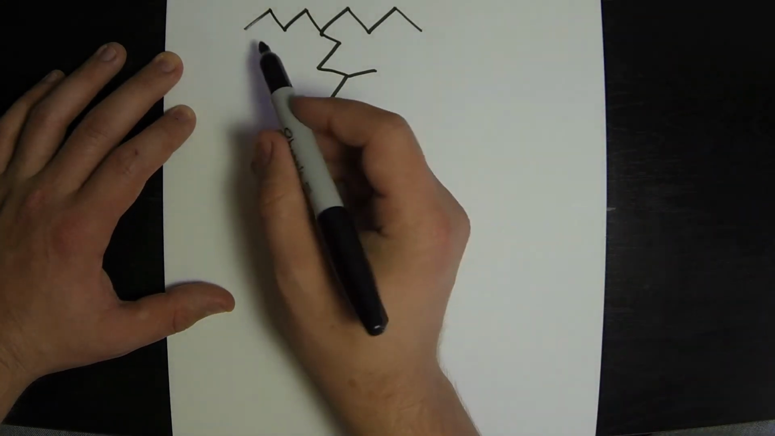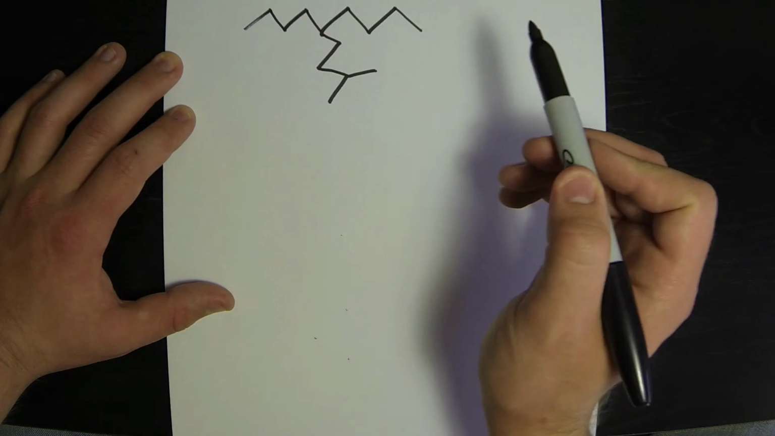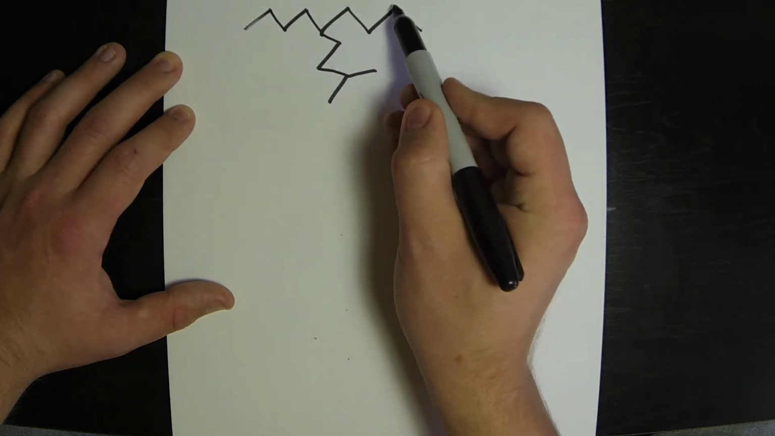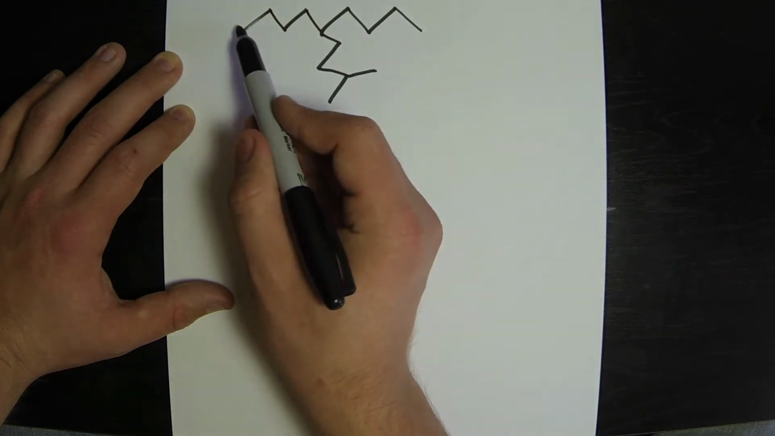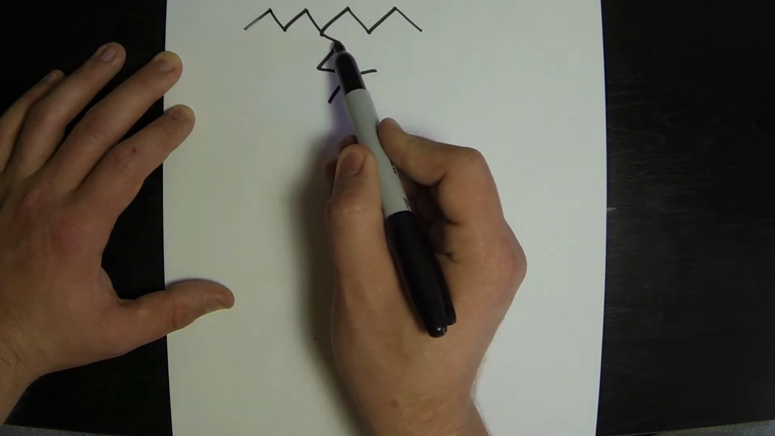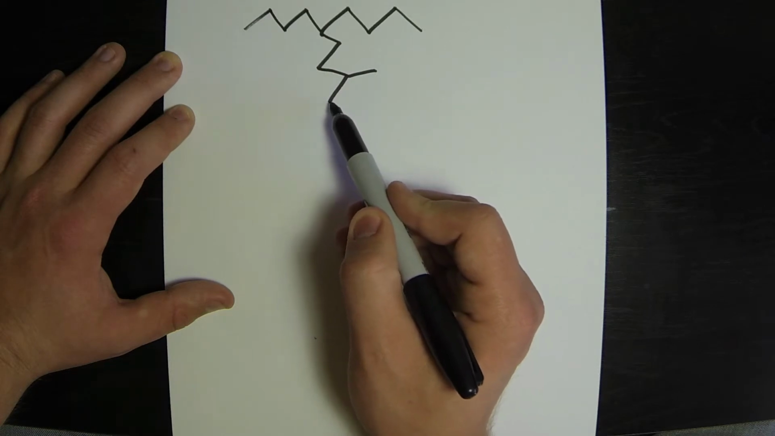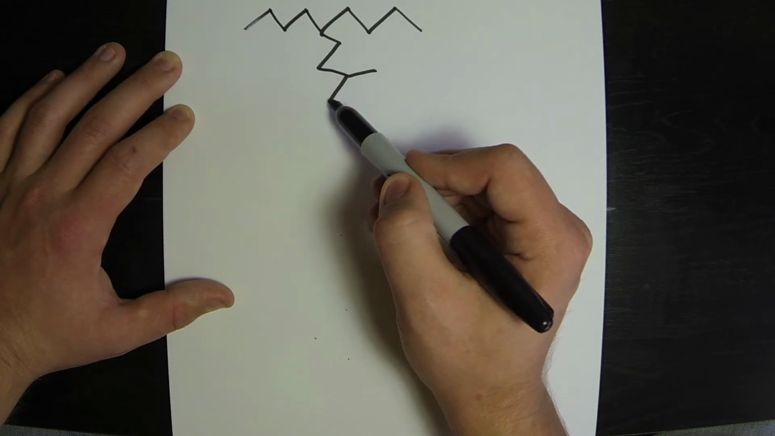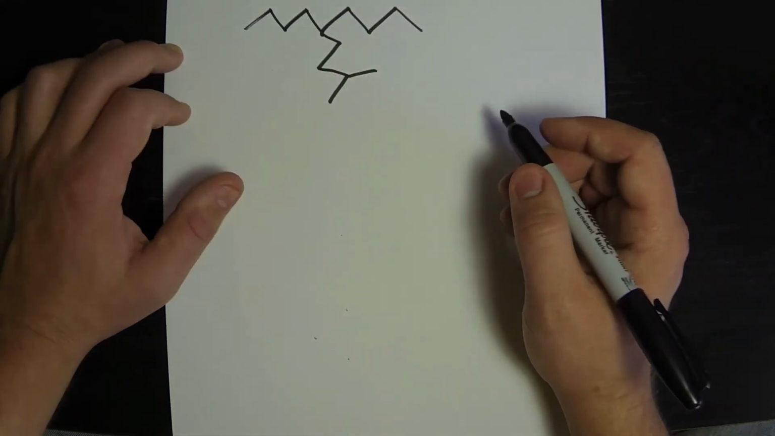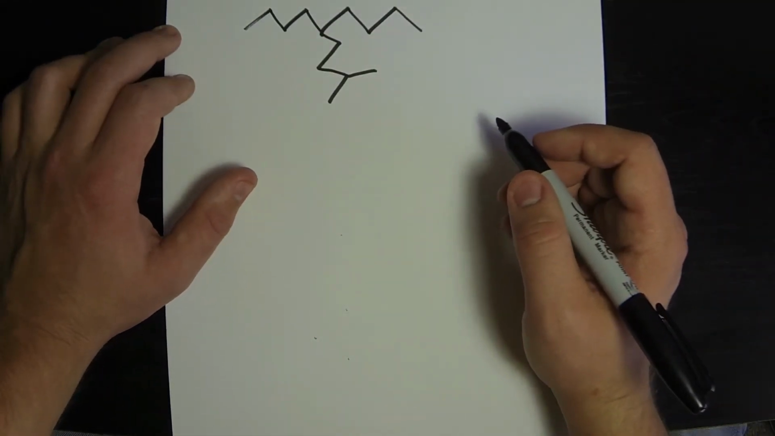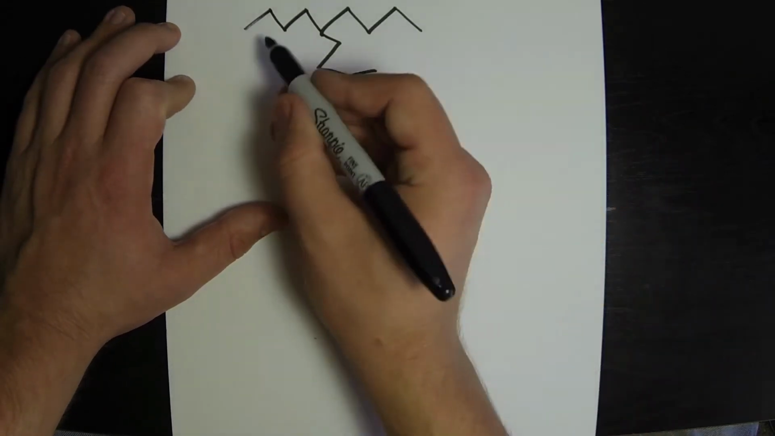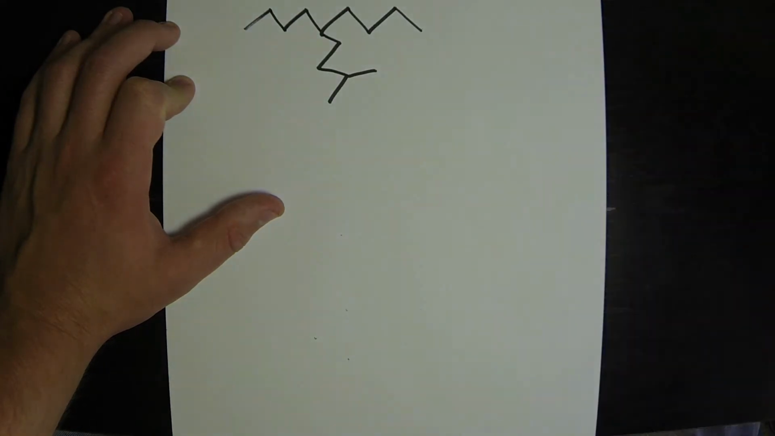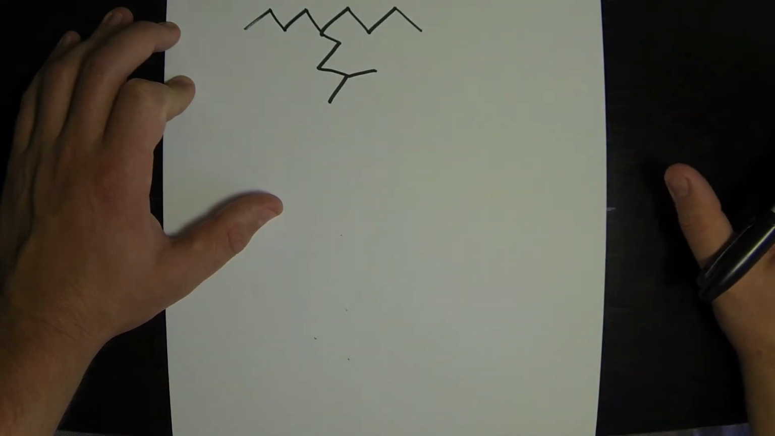So let's go ahead and count this up. So we've got 1, 2, 3. You want to find your longest chain. 1, 2, 3, 4, 5, 6, 7, 8, 9. So there's 9 across here. 1, 2, 3, 4, 5, 6, 7, 8, 9. 9 that way. 1, 2, 3, 4, 5, 6, 7, 8, 9. So there's 9 all the way around, so it doesn't really matter, but you have to pick the longest chain with the most amount, or the highest number of different things coming off of it.